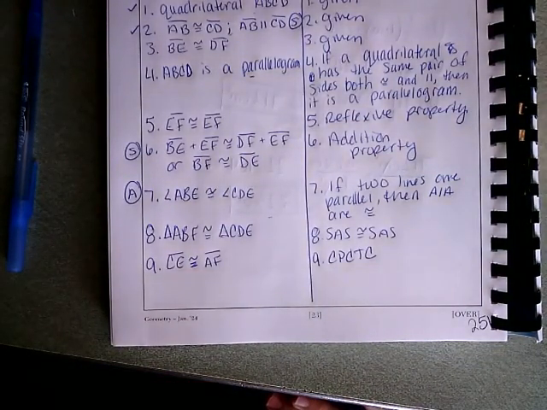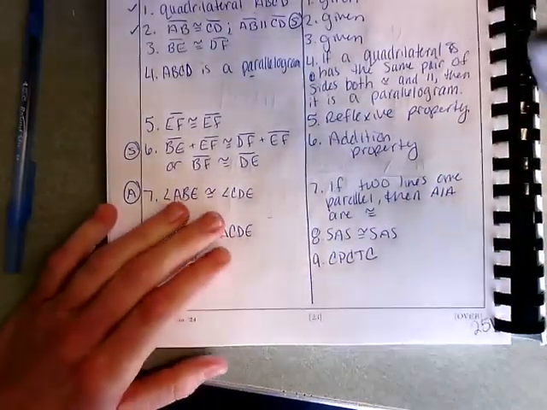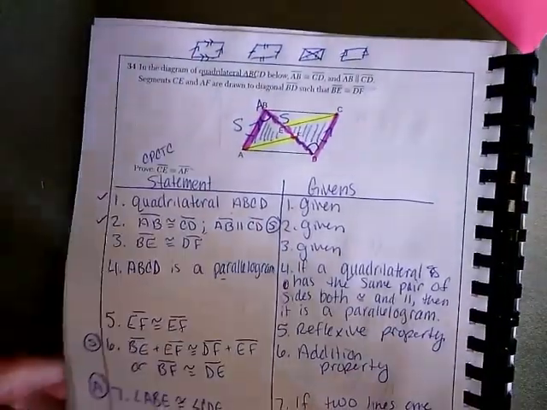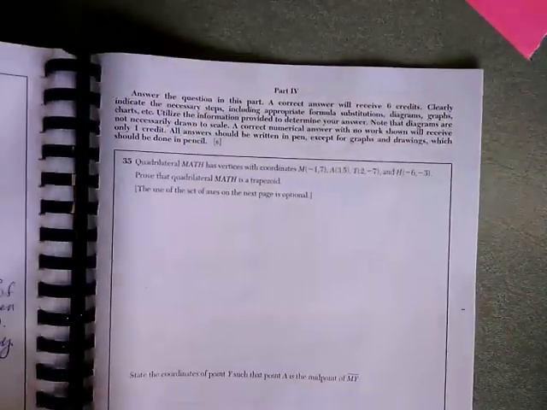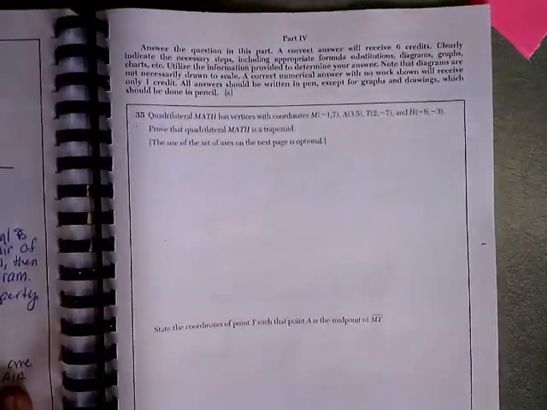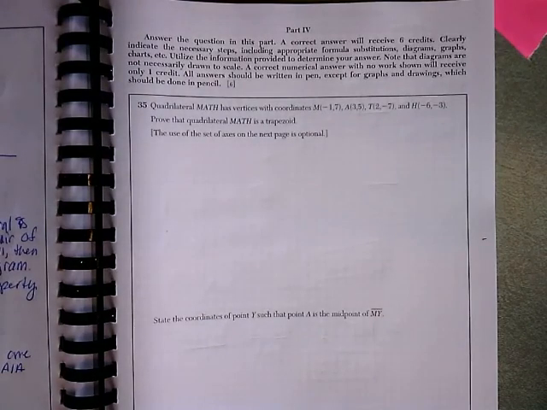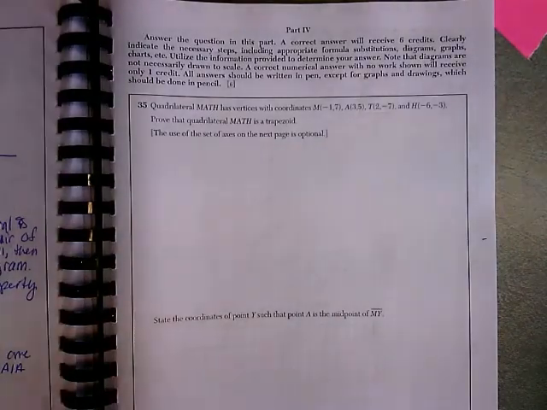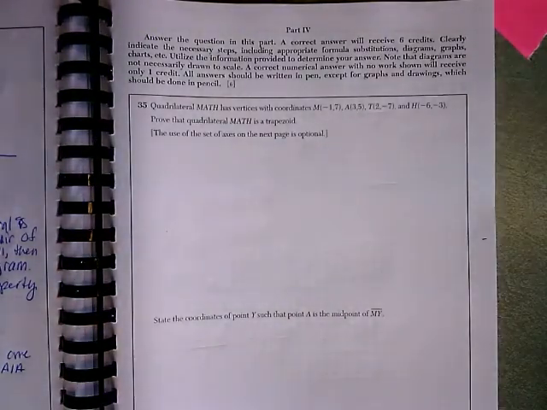So let's now talk about question 35. All right, so question 35. So quadrilateral MATH has vertices with coordinates MATH. Prove that quadrilateral MATH is a trapezoid. So before we do that, I'm going to first graph this.